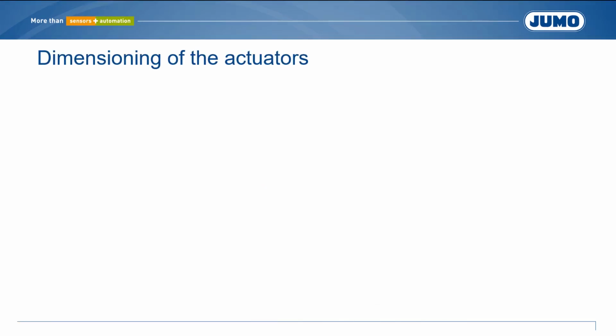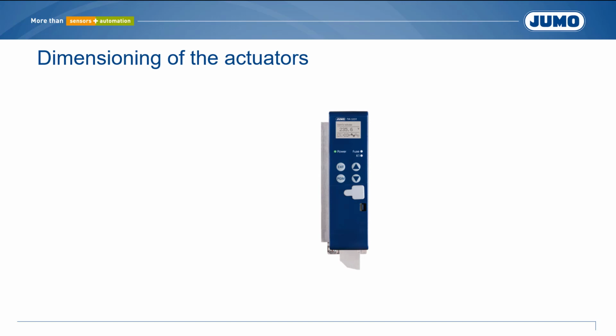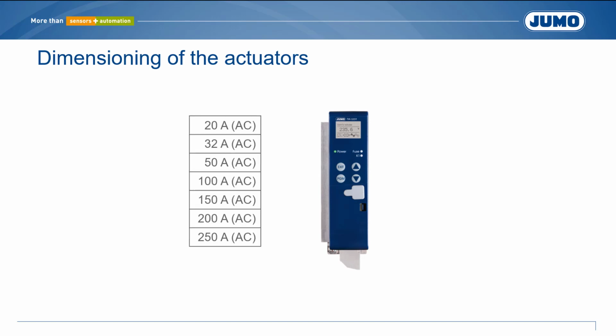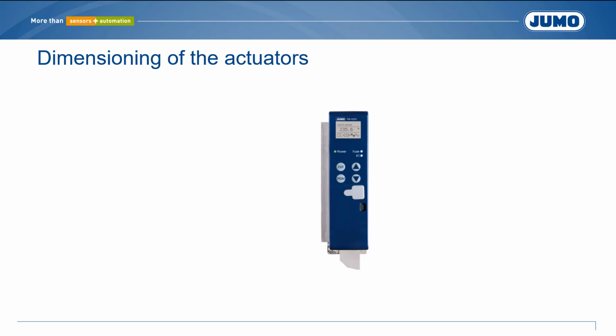Thyristor power controllers must be dimensioned at least for the current that flows through them when the supply voltage is permanently switched on. Apart from transformer operation, this corresponds to the rated current of the heating elements.